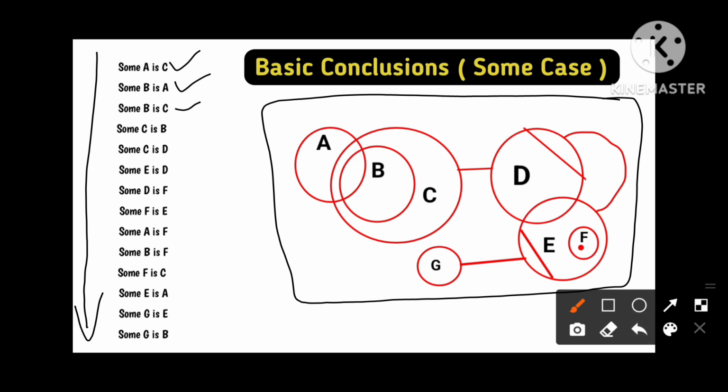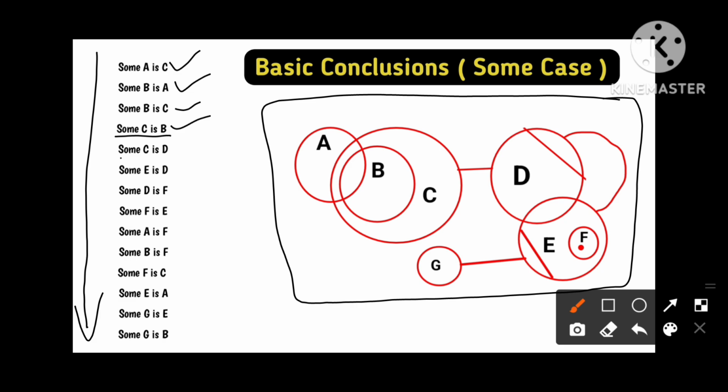Next, the fourth one, some C is B. Does some part of C share with B or not? Here it is visible that in C there is B inside. It means that some part of B is sharing with C. It is visible in our basic Venn diagram, so this conclusion is also true.